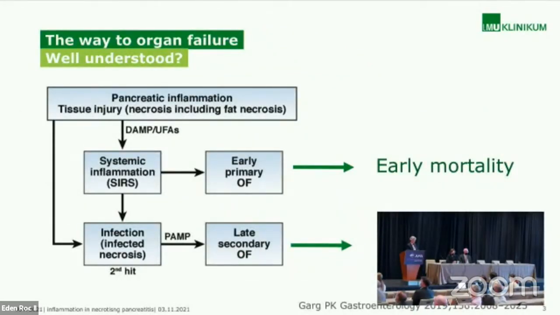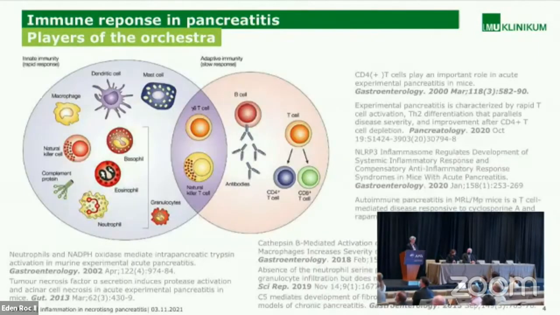So we have pancreatic inflammation that causes a systemic inflammatory response in the beginning with an early primary organ failure. And then later on, we have infection and late secondary organ failure. And that again determines late mortality. This is the orchestra. And the slide before that asks you, is this response well understood? And to be frank, I don't think it is well understood. But what this slide should show you is that during the last decade or the last 15 years, we have made a lot of progress. And this is when we learned that there's more to pancreatitis than the acinar cell.